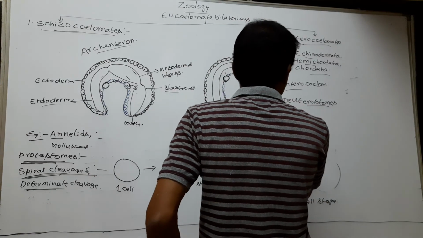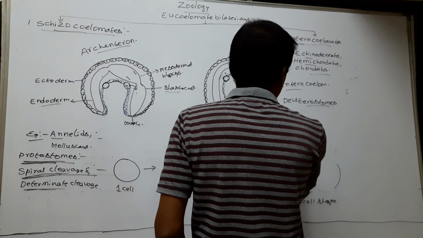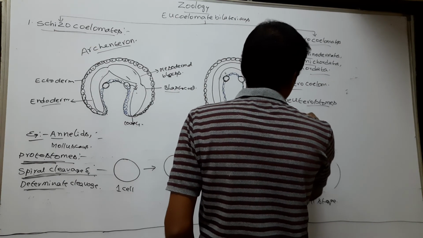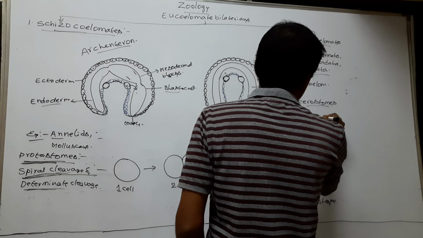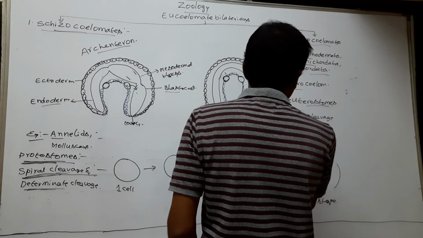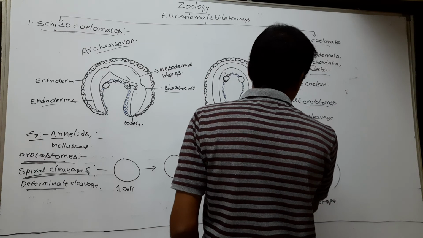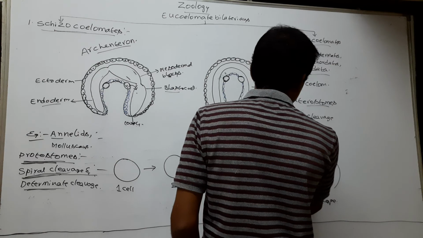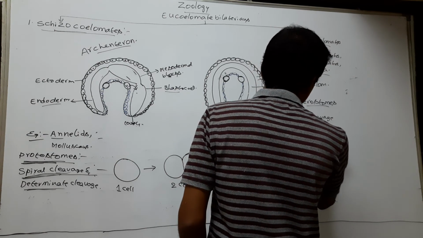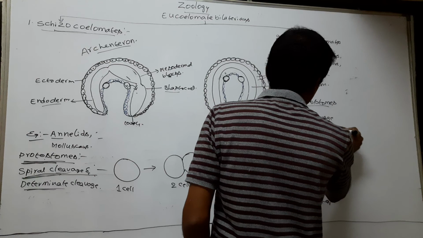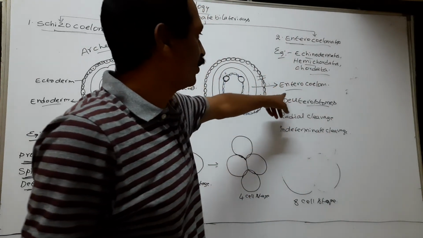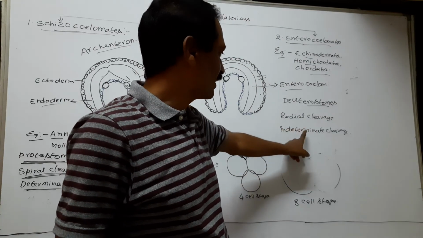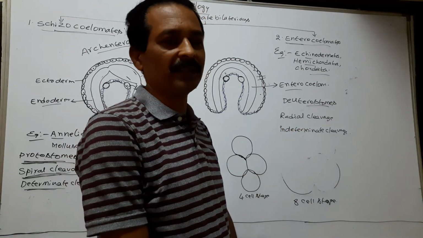Enterocoelomates show radial cleavage and indeterminate cleavage. So enterocoelomates are deuterostomes. They show radial cleavage and indeterminate cleavage.